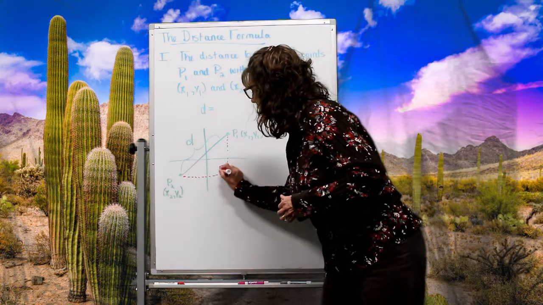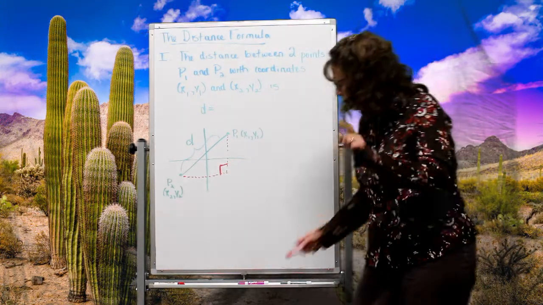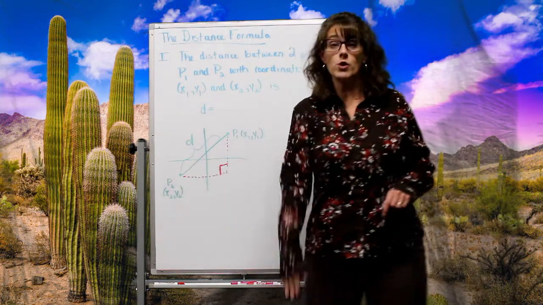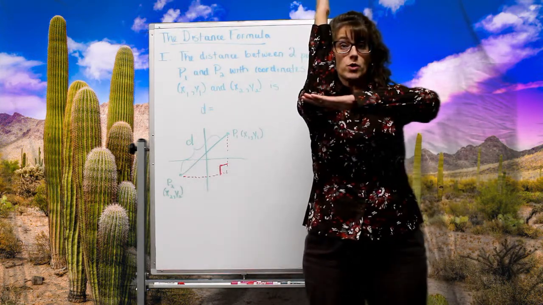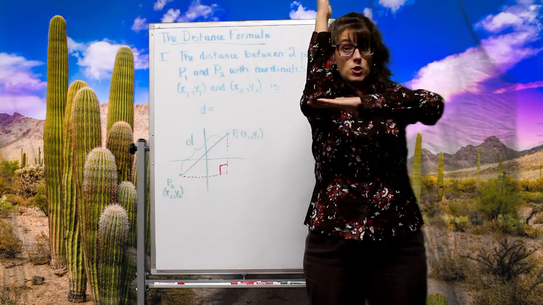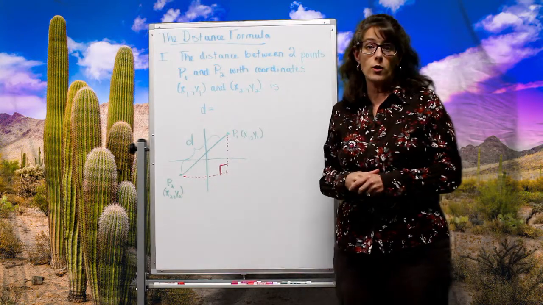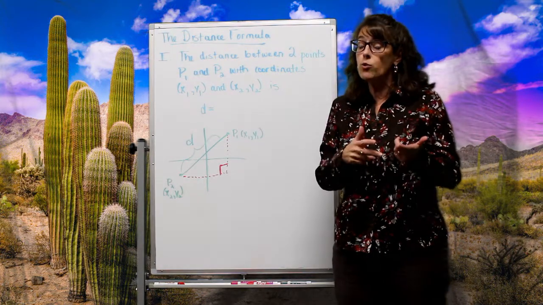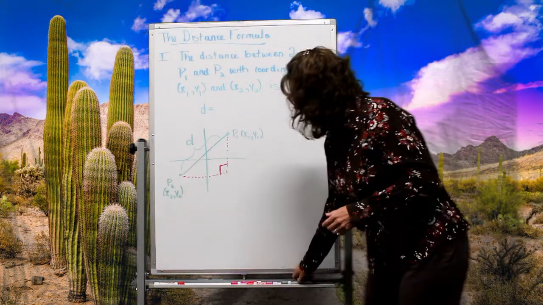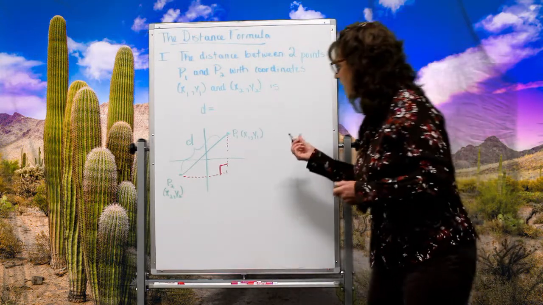How do I know that this is a right angle down here? Well, let's think about this. If this is perfectly vertical and this is perfectly horizontal, perfectly vertical and perfectly horizontal is going to make a right angle right here. They're going to intersect at 90 degrees. So I do have a right triangle right here. Now, when you think right triangle, what do you think of? Yeah, Pythagorean Theorem. Right triangle indicates Pythagorean Theorem.